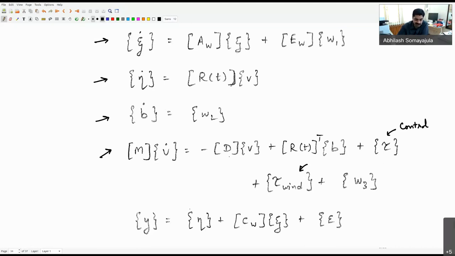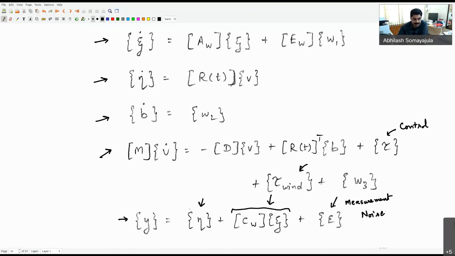And the output Y, which we do measure, was nothing but the positions and the yaw orientation coming from the low frequency dynamics, plus the component coming from the wave frequency dynamics, plus whatever is the measurement noise. So you can see that this plant is quite more complex than the one which we saw before. Previously we had a 5 cross 1 state vector. Here we can formulate all of this together into a 15 cross 1 state vector.